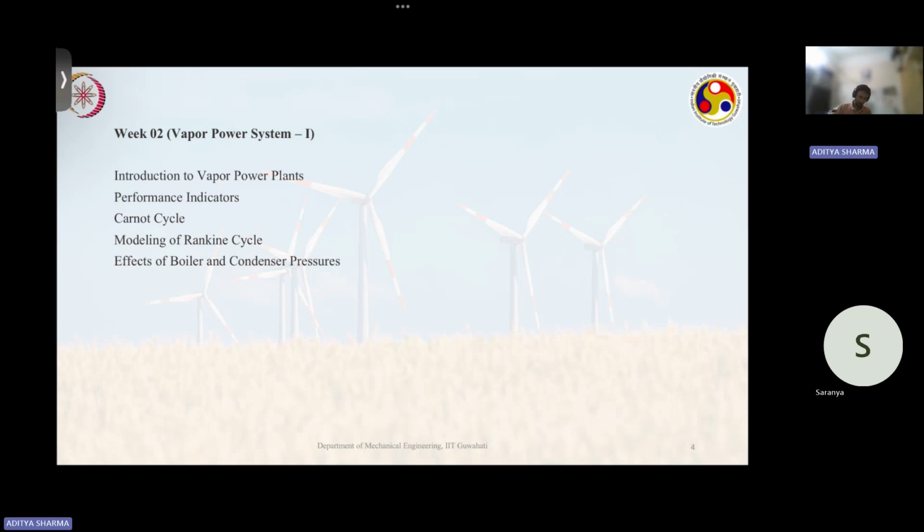Then from your week two, you start with your vapor power systems. In vapor power plants, topics I have mentioned are introduction to vapor power plants, performance indicators, Carnot cycle, modeling of Rankine cycle, effects of boiler, condenser, and pressure. So vapor power plants: what are the components of a vapor power plant?